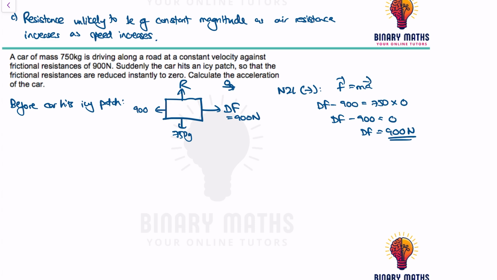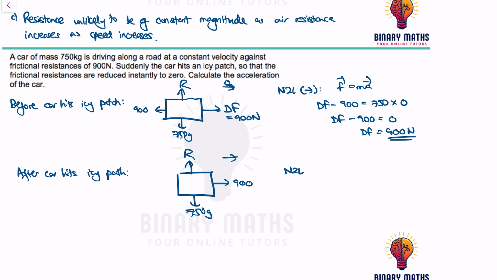Okay, so now after the car hits the icy patch, what we do know is that the frictional resistance is obviously reduced to 0, so there's nothing acting left now. We still have the driving force, which is 900 newtons. We've got the reaction force, and we've got the weight, which is 750g. And now we're trying to work out acceleration. Newton's second law, so it's accelerating forward.